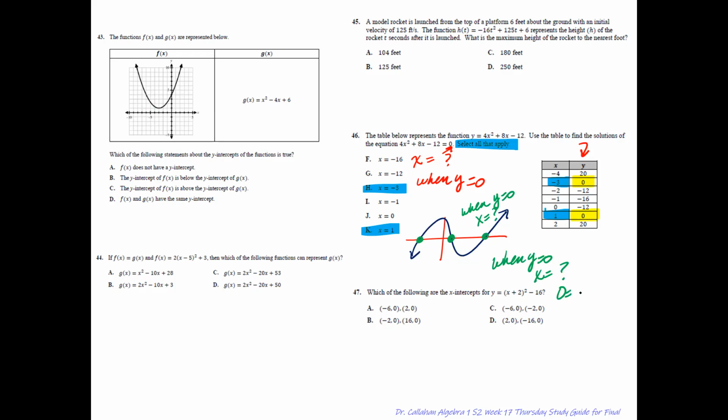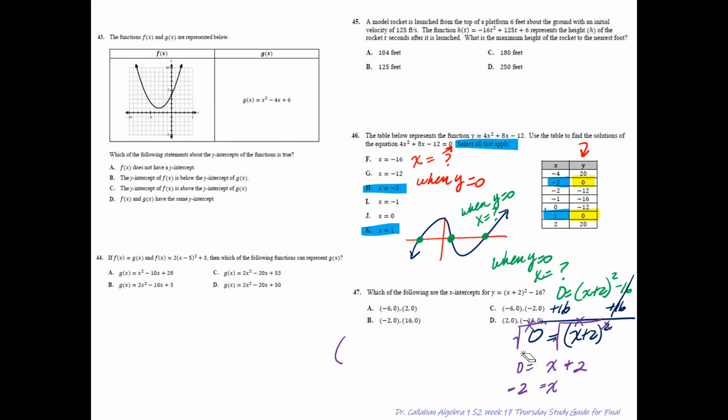So we put 0 equals x plus 2 squared minus 16. First you want to add the 16 on both sides. So you have x plus 2 squared equals 0. Square root both sides. So that cancels. 0 equals x plus or minus 2. X equals -2. So then looking at this part here.